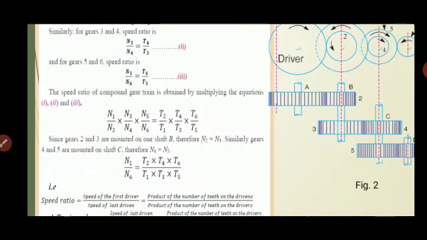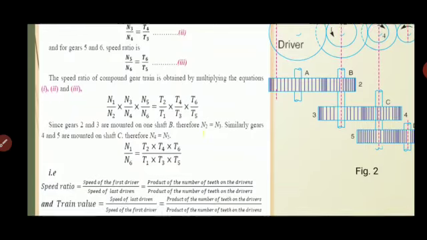N1 by N6. So N1 by N6 equals the product of the number of teeth on the driven gears to the product of the number of teeth on the driver gears. So in general, the speed ratio for compound gear trains is the ratio of the product of the number of teeth on the driven gears to the product of the number of teeth on the driver gears. The train value will be the reciprocal of the speed ratio.